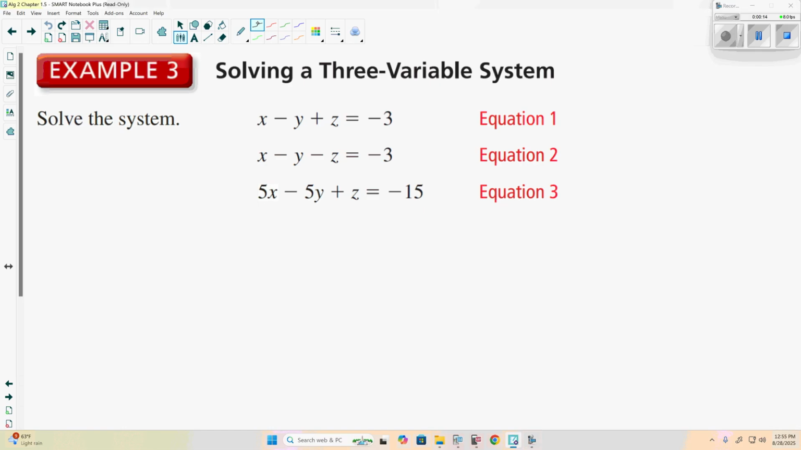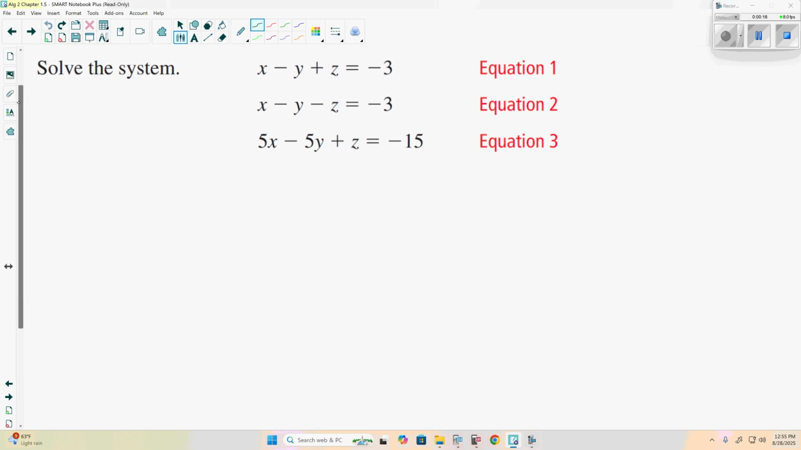So what we're doing today is we're continuing on with solving our systems of equations with three variables, x, y, z. Now when we solve these, we want to eliminate one of the variables first, either x, y, or z, whichever one is easier to do.